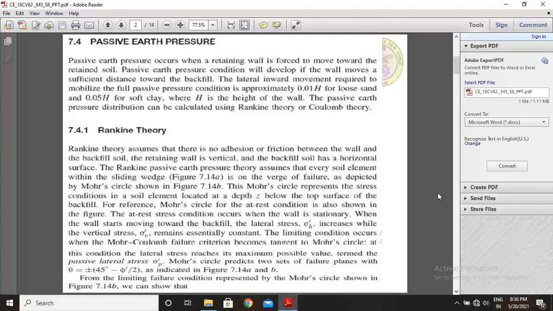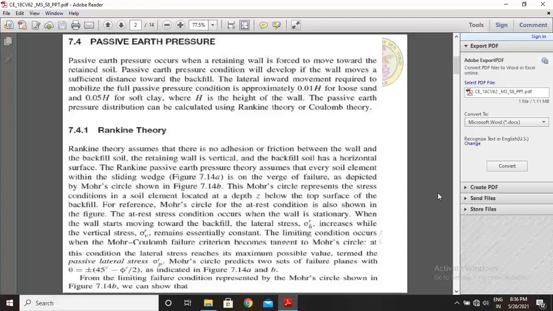I will read them out once again. Rankine theory assumes that there is no adhesion or friction between the wall and the backfill soil. The second assumption is that the retaining wall is vertical, and the third assumption is that the backfill soil has a horizontal surface. These are the assumptions of Rankine's theory to determine passive earth pressure.